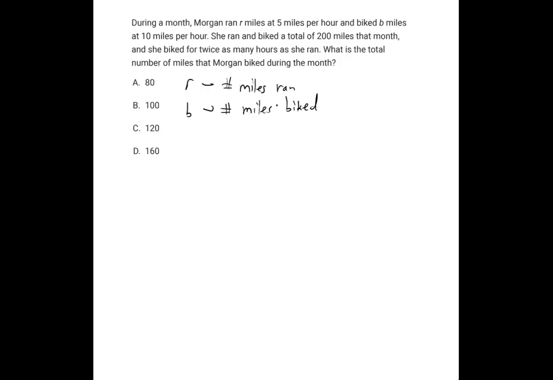So what makes this question not your regular system of equations is that you have the distance, you have the speed, and you also have talk about the hours. So we're talking about distance equals rate times time. And let's say this is pertaining to the running, and this is pertaining to the biking.